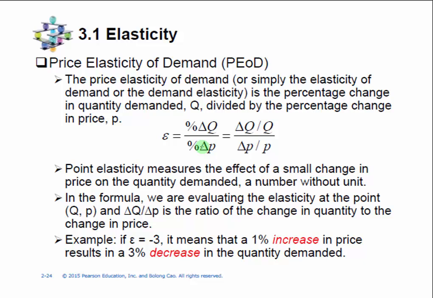Now, let's say for a 1% increase in the price, if the price elasticity of demand is -3, then we know the quantity demanded will decrease by 3%. So 1 times -3 is -3%.